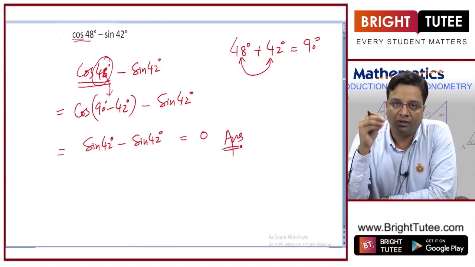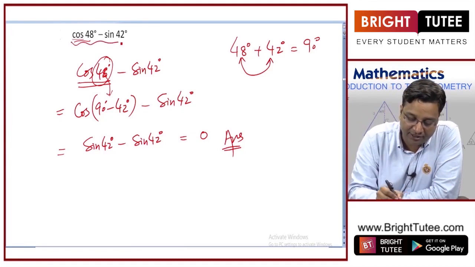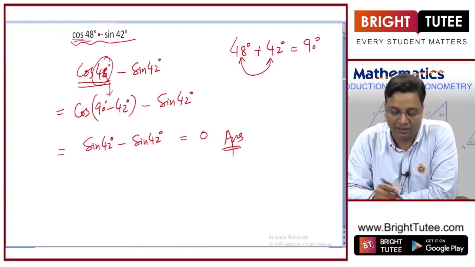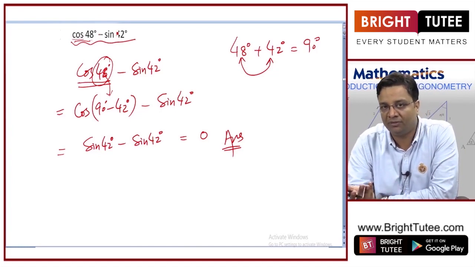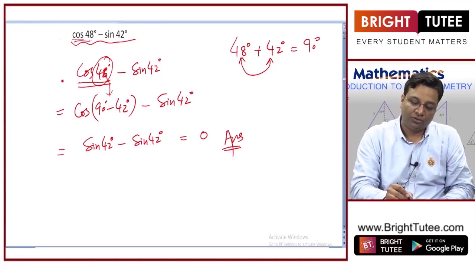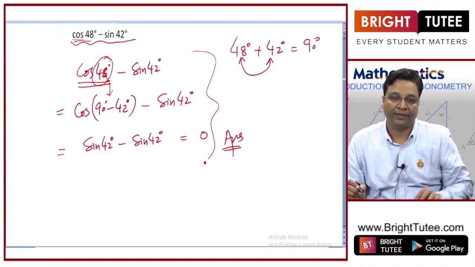Right, students, if you learn this concept carefully, then you can directly see in the question that cos 48 is nothing but sin 42, and sin 42 minus sin 42 is nothing but 0, right? You can directly see the answer just by looking at the question. Okay, but you need to show these steps for the sake of your examination.